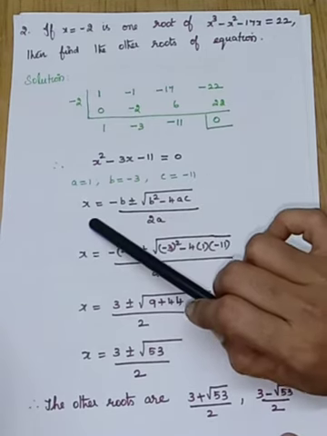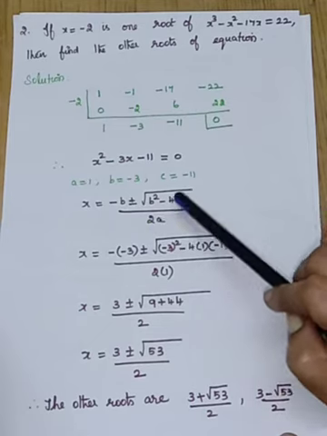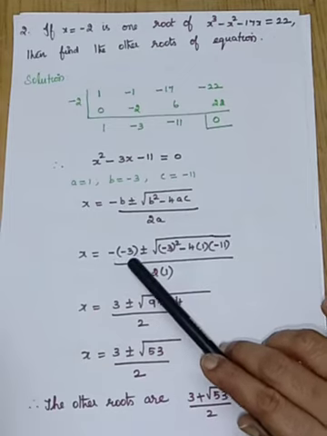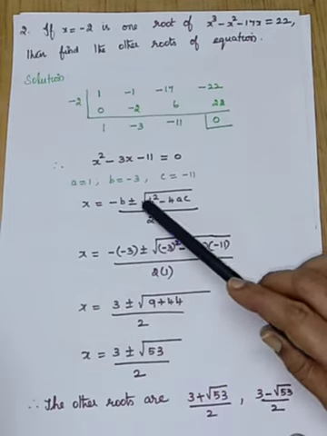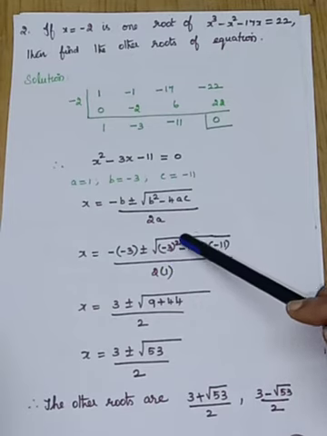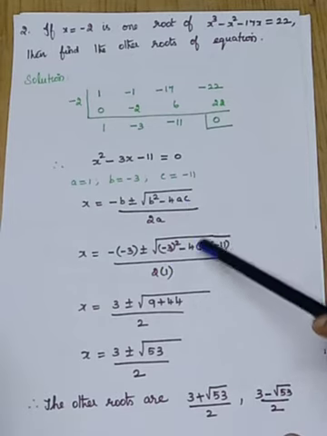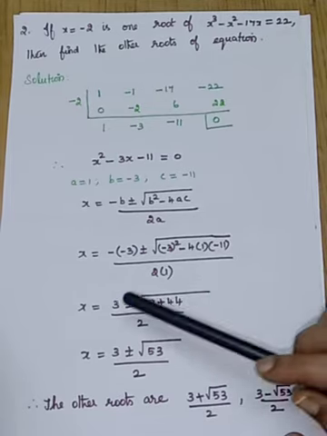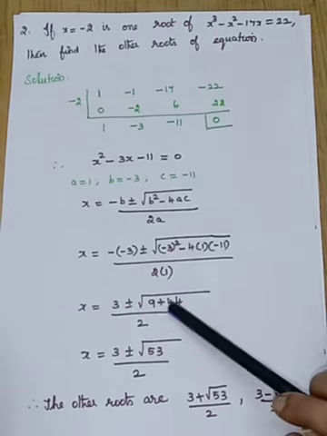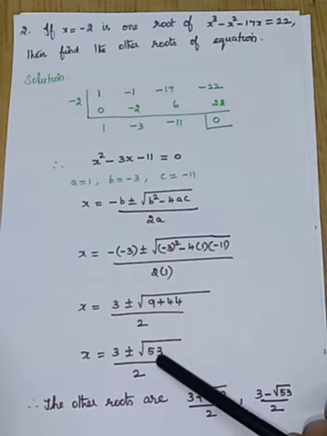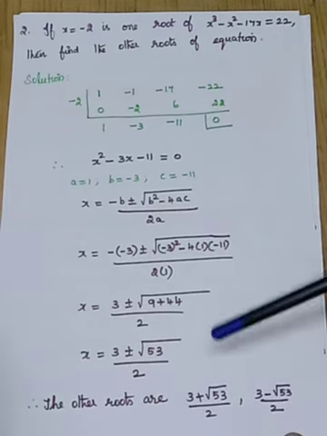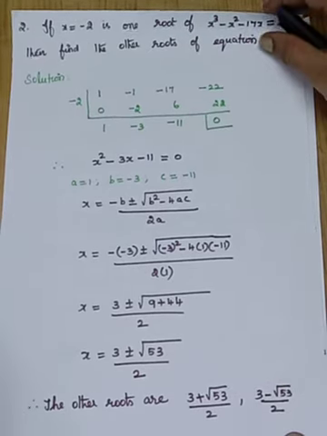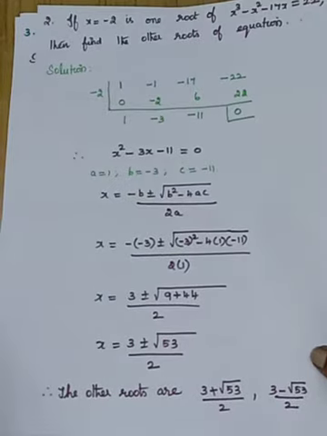Use the formula x is equal to minus b plus or minus square root of b squared minus 4ac divided by 2a. When you substitute minus of minus 3 plus or minus square root of, in the place of b what you have to substitute? Minus 3 the whole squared minus 4 into, what is your a? It is 1. What is your c? Minus 11 divided by 2 into 1. So when you simplify, you will get 3 plus or minus square root of 9 plus 44. So that is 3 plus or minus square root of 53 by 2. So the two roots are 3 plus square root of 53 by 2 and 3 minus square root of 53 by 2. So here you will have 3 roots.